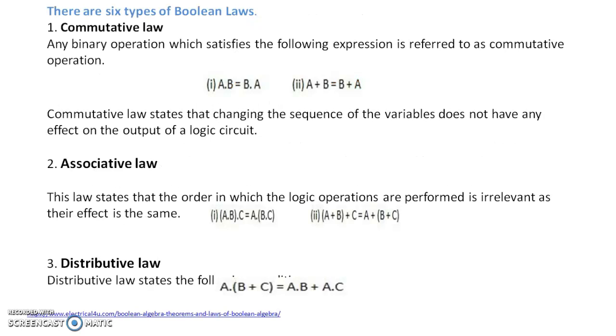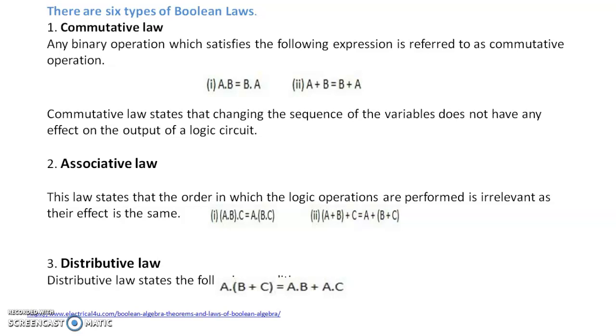First of all, we will study the Boolean laws to solve Boolean expressions. The first one is the commutative law. Any binary operation which satisfies the following expressions is referred to as commutative. The first law is A into B is equal to B into A, meaning if we change the sequence of the inputs, it doesn't matter. Similarly, A plus B is the same as B plus A. So the input sequence doesn't matter, and the output of the logic circuit will be the same.